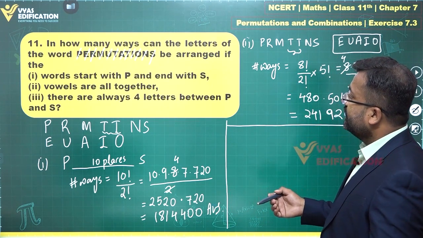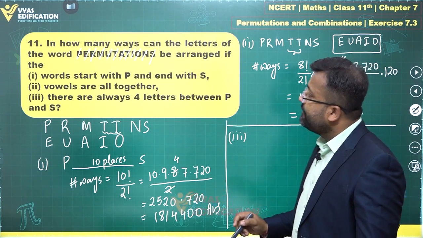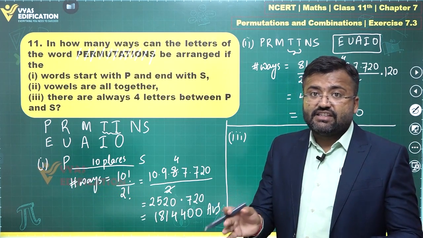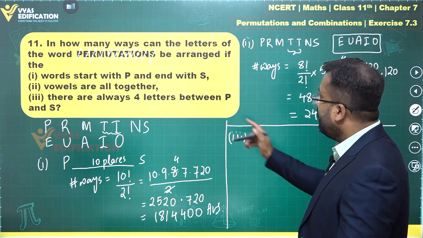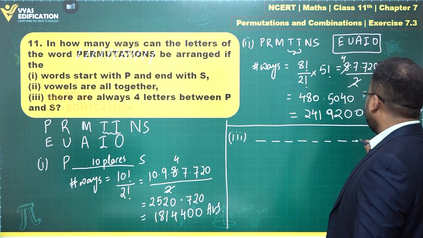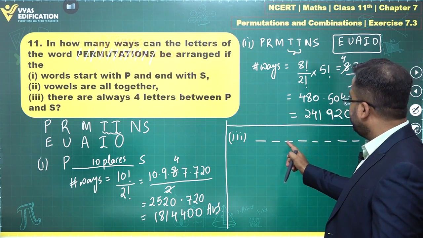Okay, and there are always 4 letters, yes. So let's try to solve the third part over here. 4 letters between P and S, okay. P and S can be interchanged, right? The positions can be interchanged, but since we have total 12 places, 1, 2, 3, 4, 5, 6, 7, 8, 9, 10, 11, 12.